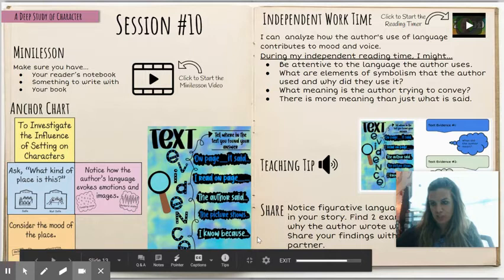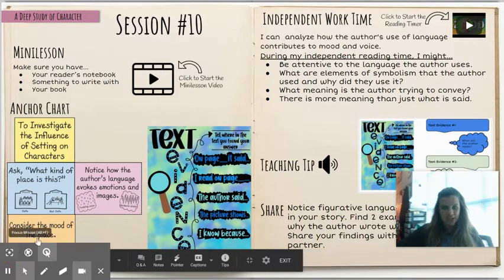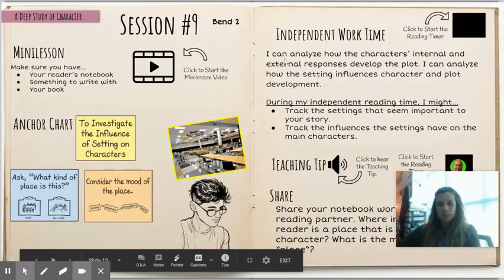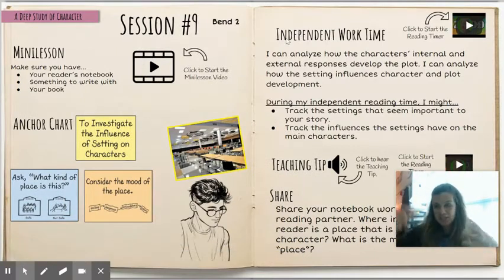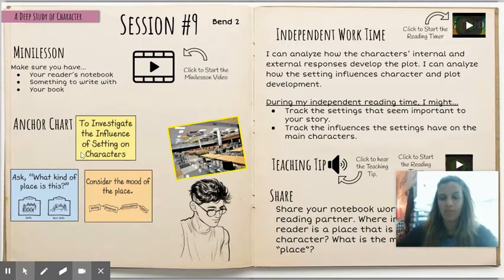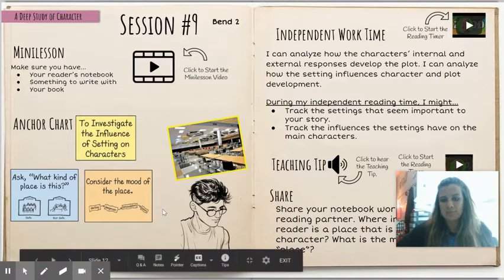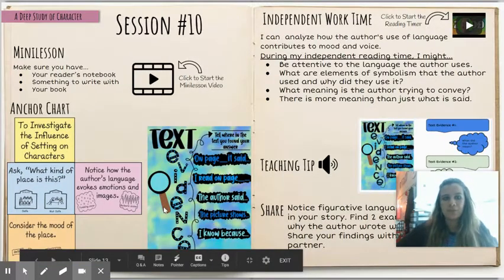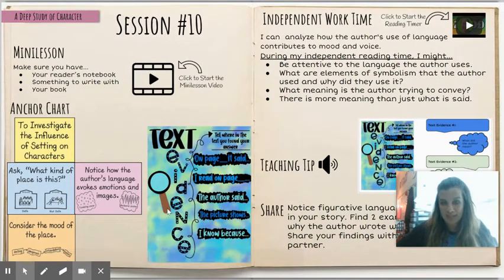We started yesterday a new bend of our session where, instead of just looking at the character, we started to look at the setting and how the setting influences our characters. And we thought about what kind of a place it is and what's the mood of the place. We also started our story looking at Will now that he's in middle school, called The Fight. And we started to track the setting and how it seemed to influence our characters in the story. Today, we're going to add on to that work.